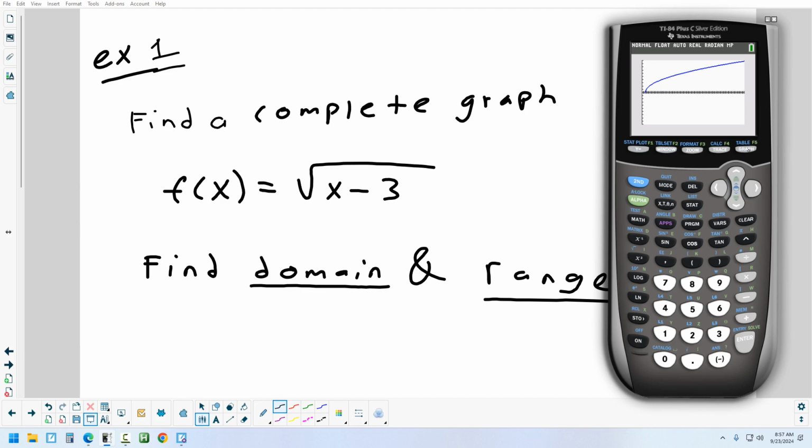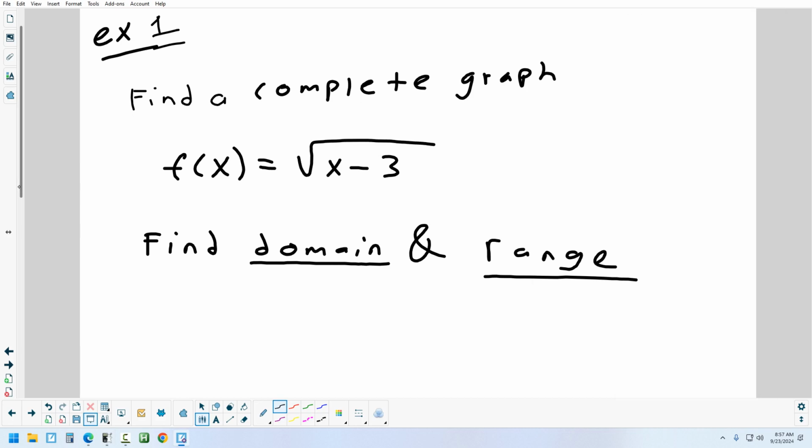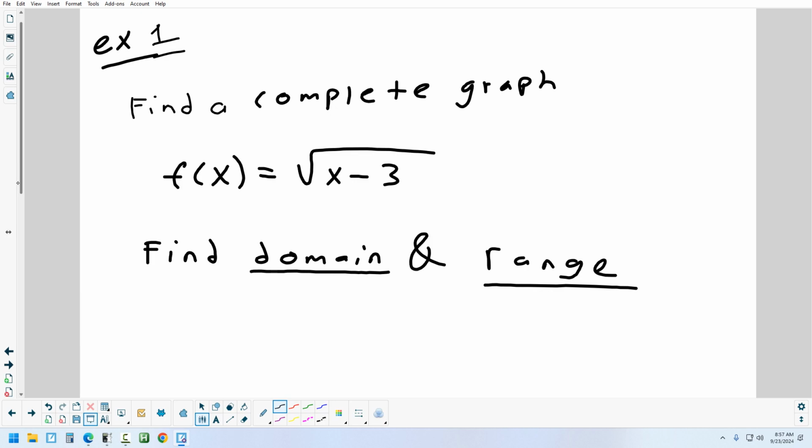All right, so let's talk about how we can write the domain. One way we can write the domain is to start with the letter that represents domain. That's x. And x has to be greater than or equal to 3. So that's one way you can write the domain.